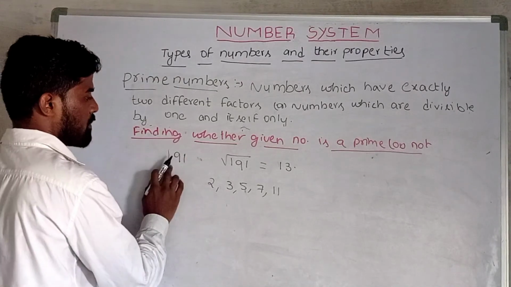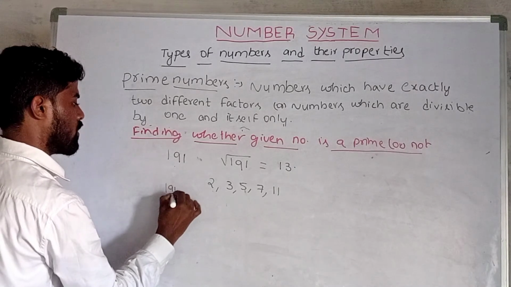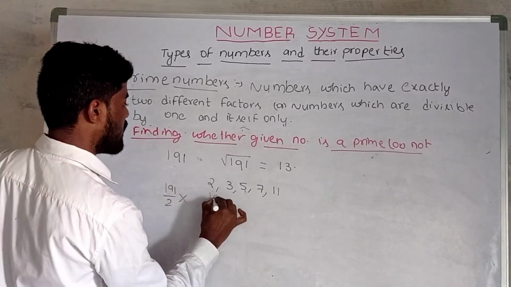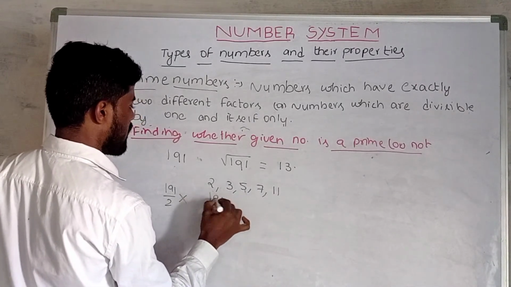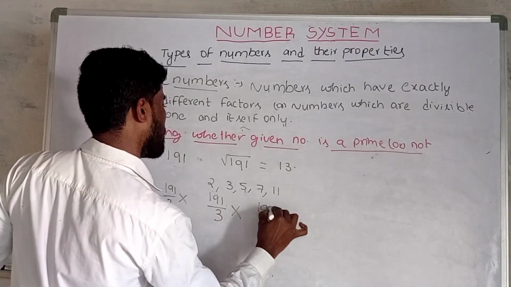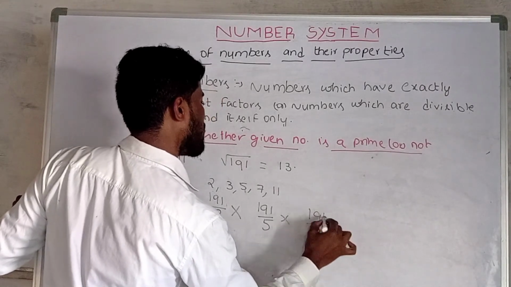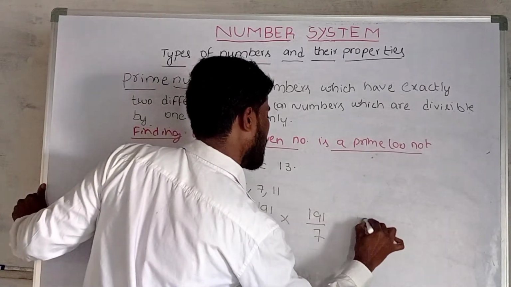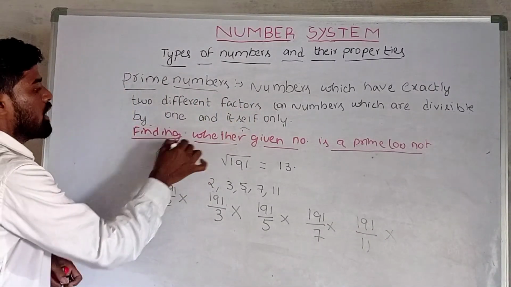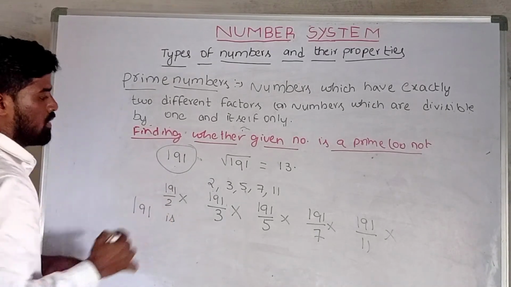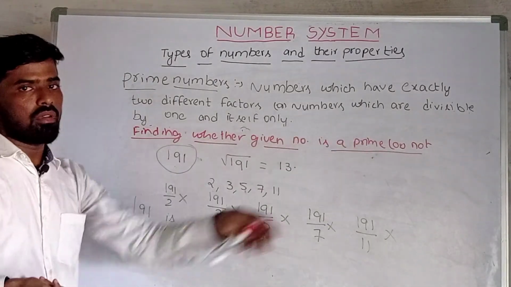Now we will check whether this number is divisible by any of these numbers. 191 divided by 2, not divisible. 191 divided by 3, 3 sixes are 18, remainder 11, not divisible. 191 divided by 5, not divisible. 191 divided by 7, 7 twos are 14, remainder 51, not divisible. 191 divided by 11, not divisible. That means we can say that 191 is a prime number. We use this technique for checking whether a given number is a prime or not.